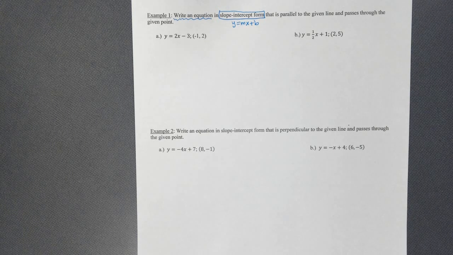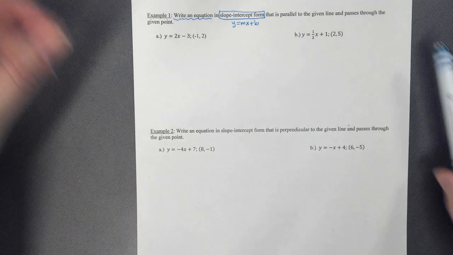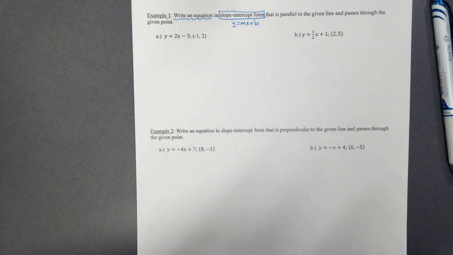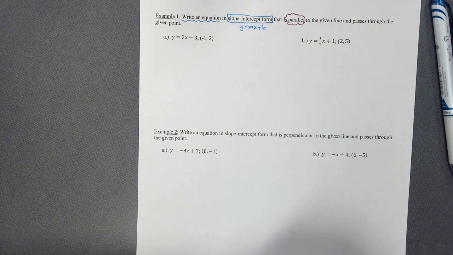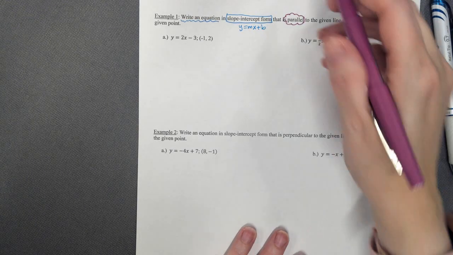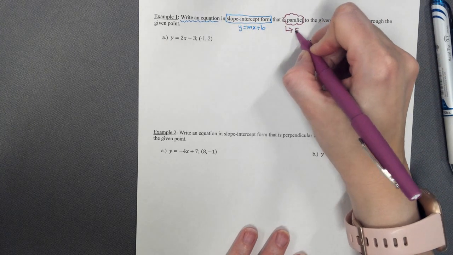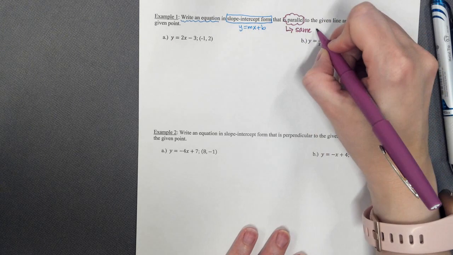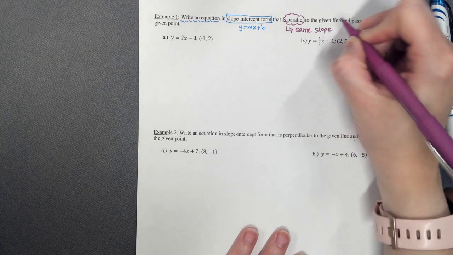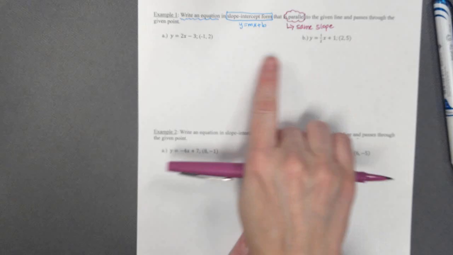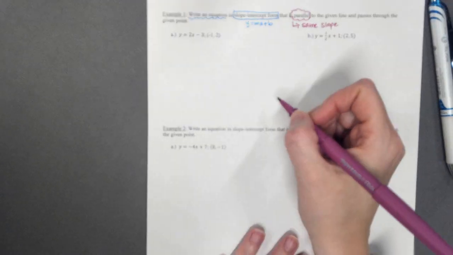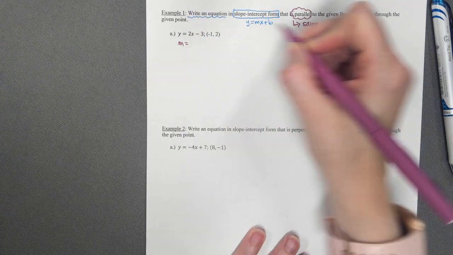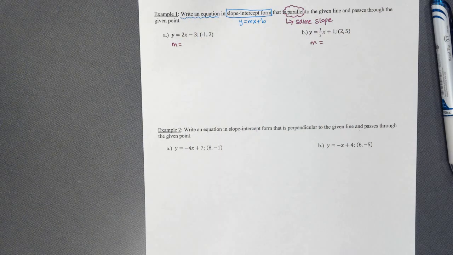Now it says that we're writing an equation that's parallel to the given line. So if it is parallel to the given line and passes through the given point, we know if it's parallel, they have to have the same slope. And what's really nice about these two is they both have these in y equals mx plus b form. So I just want you to put what the m is for each of them.